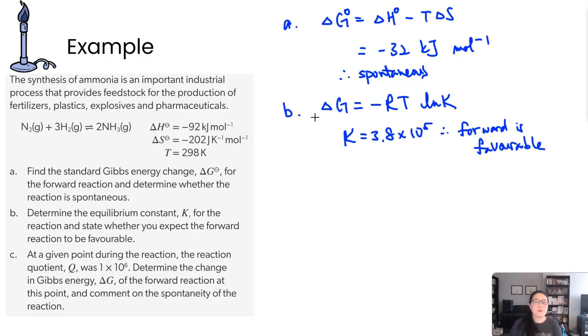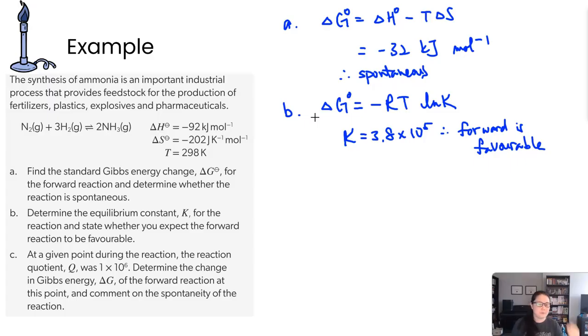For the second question, it is telling you to find the K value. You have found delta G from before, and so you toss it into the equation. You're going to find that K is 3.5 times 10 to the 5, which means that the forward reaction is quite favorable. That is a very large K value. This should not be surprising, because we just found out that the forward reaction happens spontaneously.